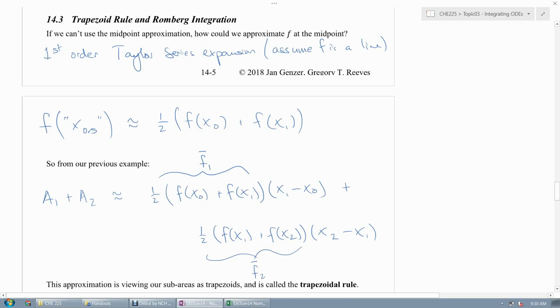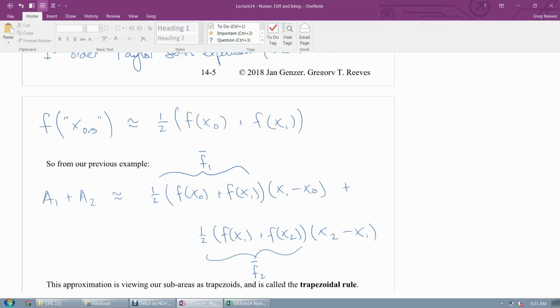Remember, the midpoint approximation had the average of x, so it would be 1/2 x0 plus x1. In this particular case, where we are approximating the function as a line, the first order Taylor series expansion, we can't evaluate f at this midpoint, but what we can do is approximate that evaluation by taking the two average values of f. So we have the first average value of f, f1 bar, and the second average value of f, f2 bar, and those two are multiplied onto their respective intervals to give us the rectangular areas.